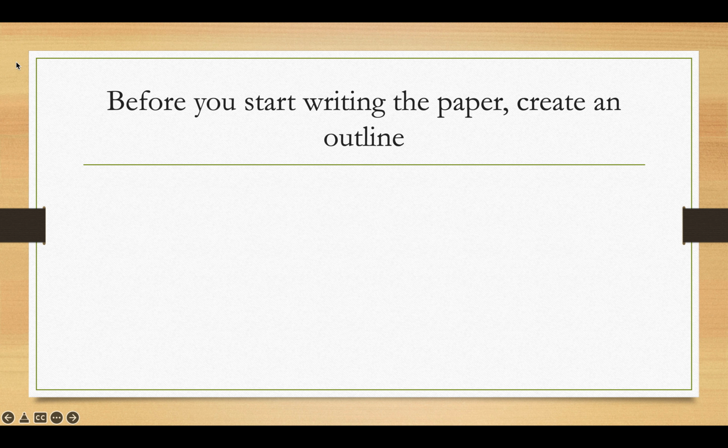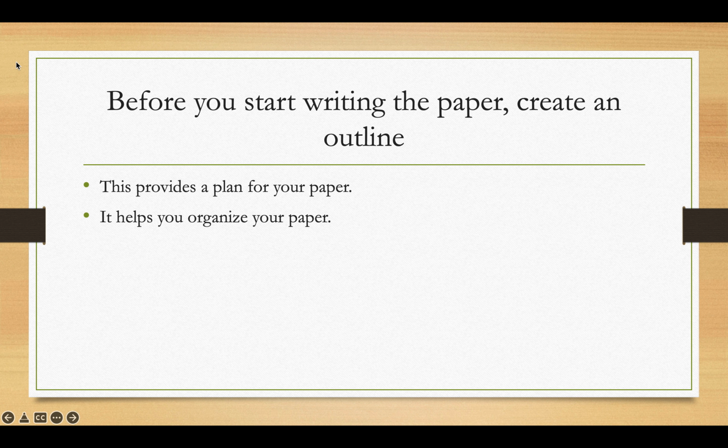Then, before you start writing that paper, you need to create an outline. Outlines are the fundamental thing that many students miss when they're writing their papers, and it's very apparent when you're reading a paper that did not have an outline because it is not organized. An outline provides you a plan for your paper. It is the directions for how your paper is going to go.